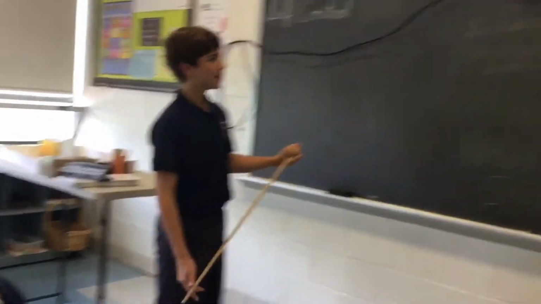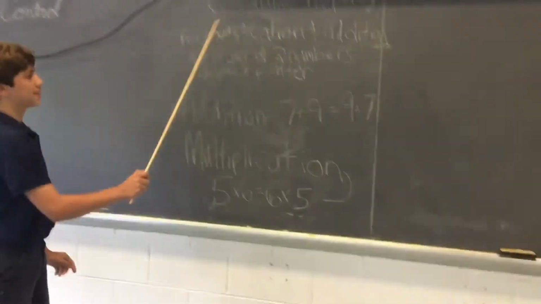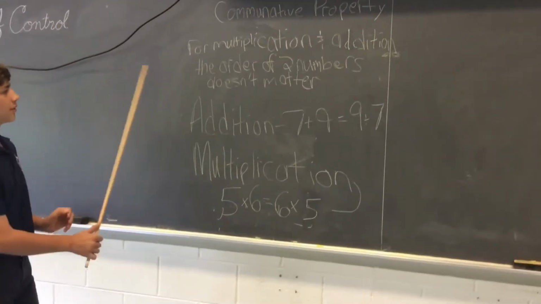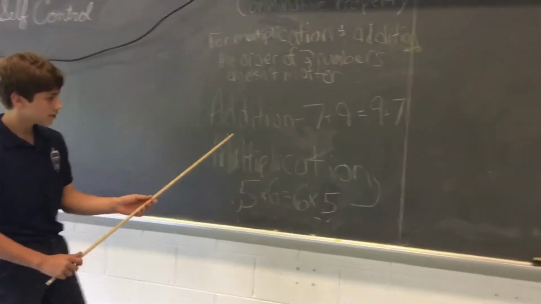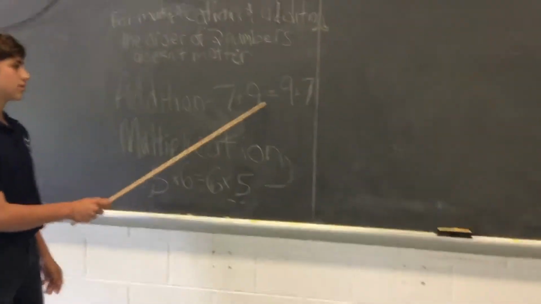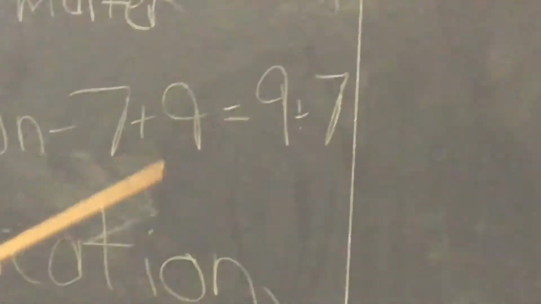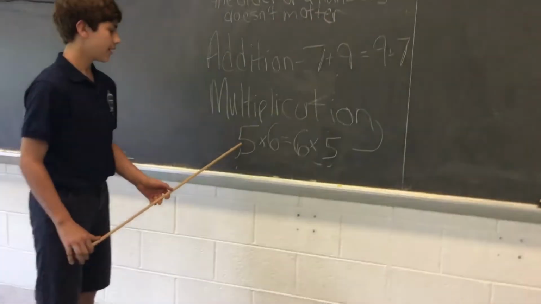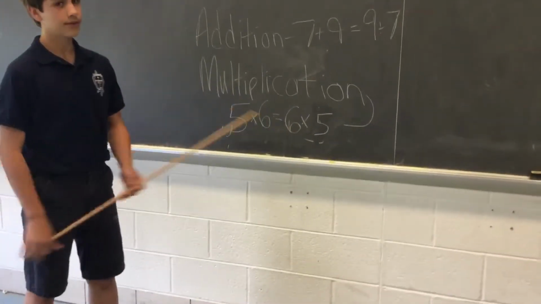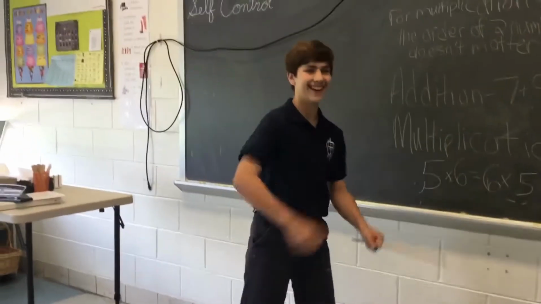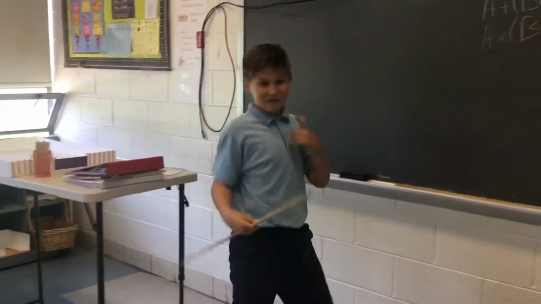The commutative property. For multiplication and addition, the order of two numbers does not matter. So like in addition, you do 7 plus 9, you could also just go 9 plus 7, it doesn't matter which way. And it's the same for multiplication. 5 times 6 and 6 times 5, it does not matter.